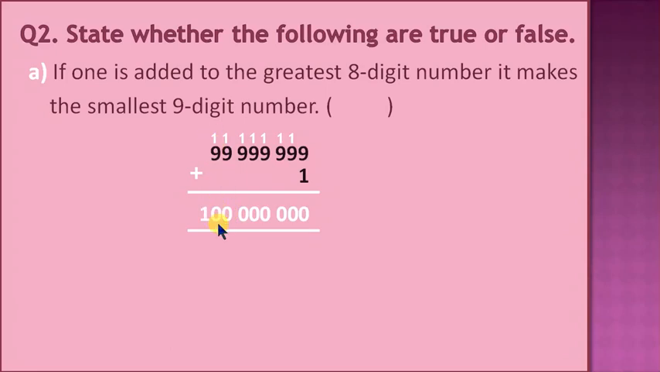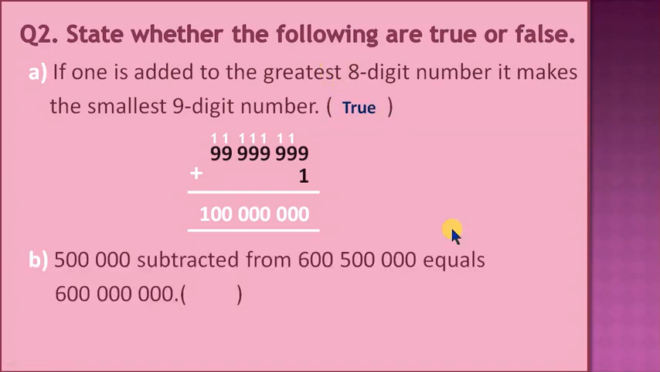Now read this value and count the digits. 1, 2, 3, 4, 5, 6, 7, 8, 9. This is a 9-digit number, okay, and this is the smallest 9-digit number, and it is called 100 millions. It means that 100 millions is the smallest 9-digit number. It means this statement is true. Okay, now let's see the second example.